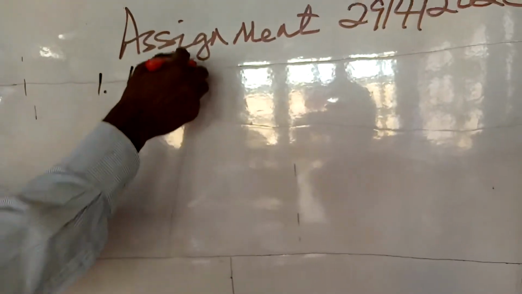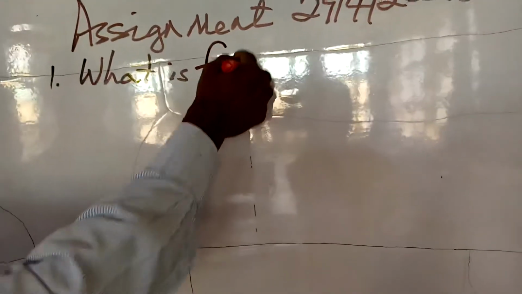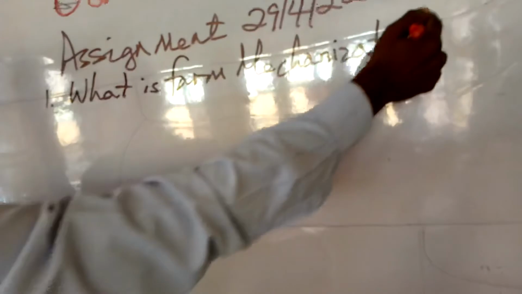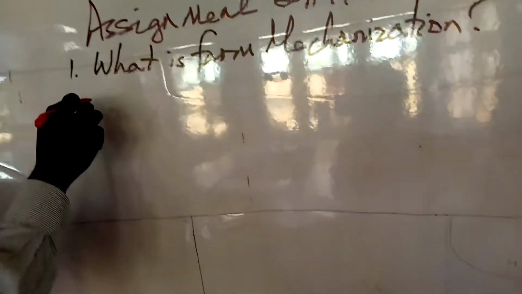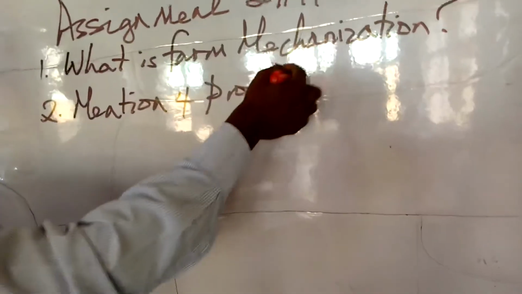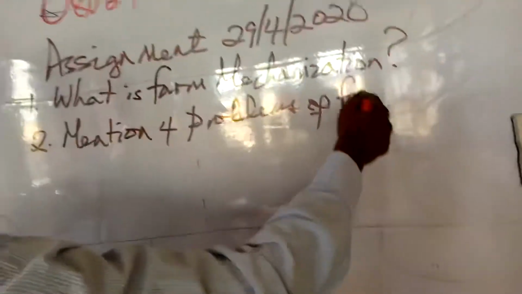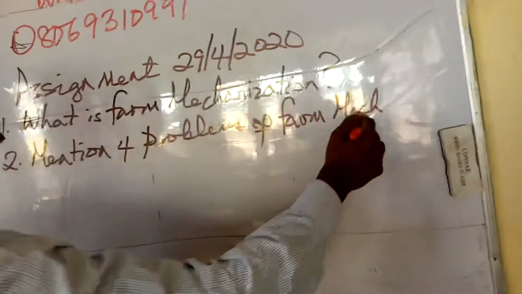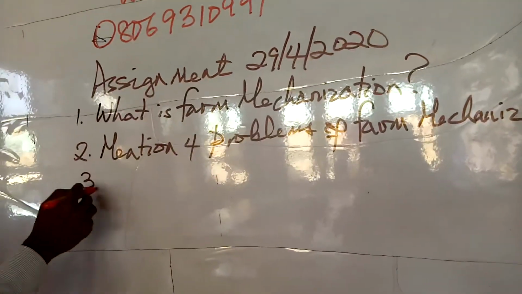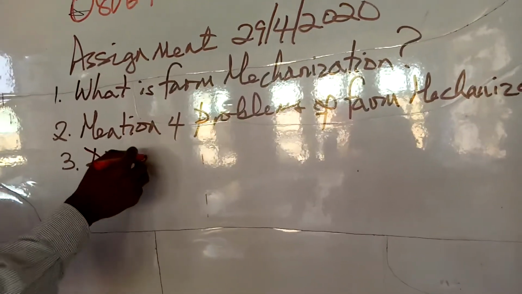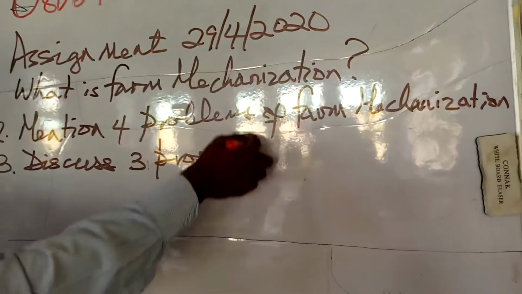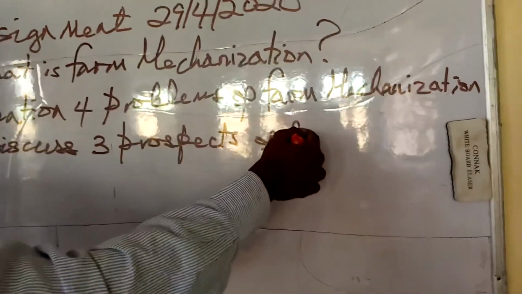Number one, what is farm mechanization? Number two, mention four problems of farm mechanization. And then lastly, discuss three prospects of farm mechanization.